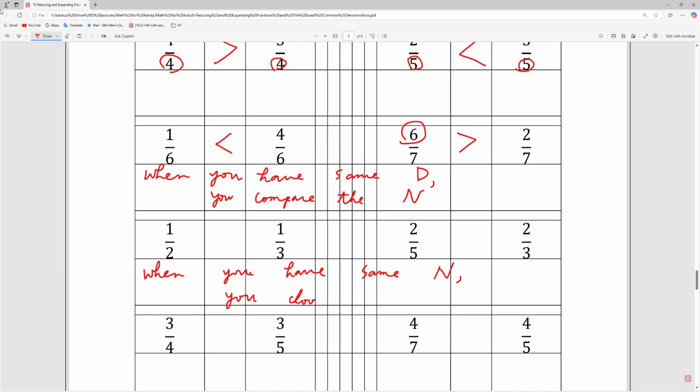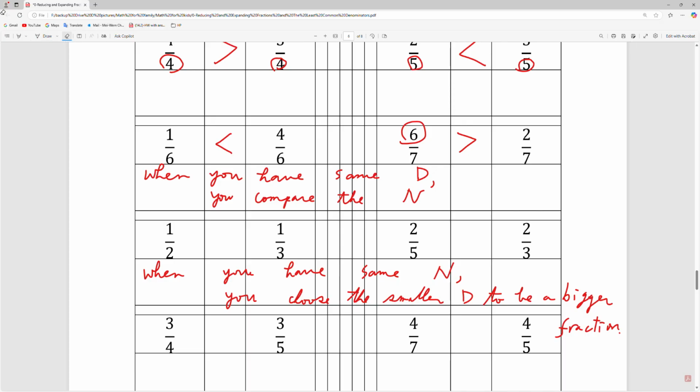You choose the smaller denominator to be a bigger fraction. Yeah, greater. I don't know how to say it right. Yeah, greater fraction.